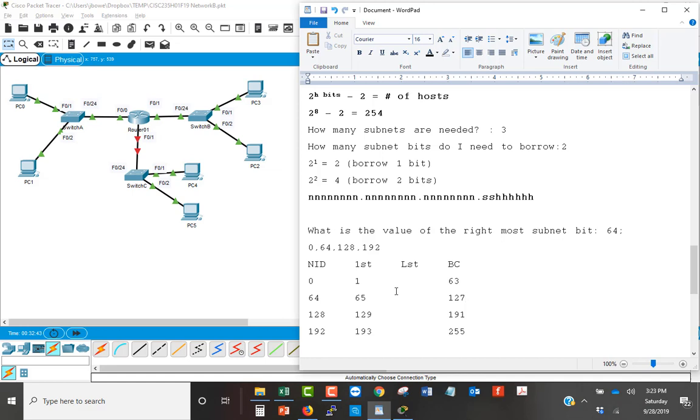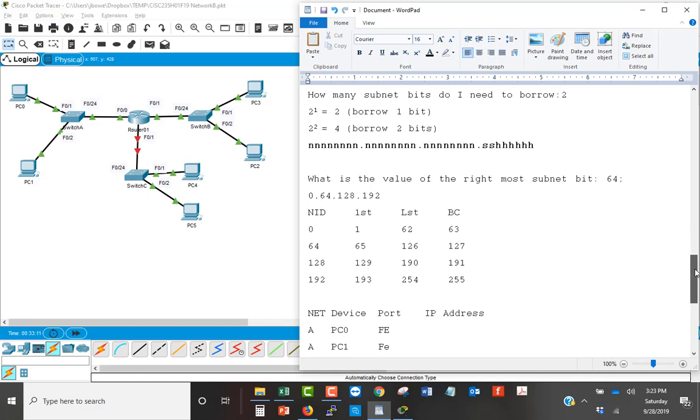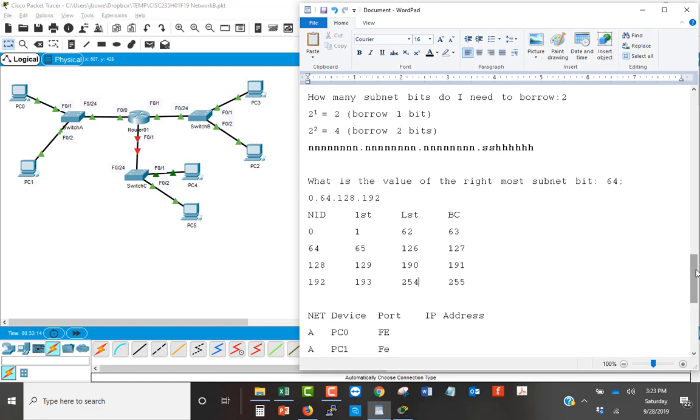Yes. And then we'll put in our last addresses, which will be 62, 126, 190, and 254. Again, we only need 3 of these blocks. We don't need the 4th block, but I put it in there just to show it. Now I need to allocate these address blocks and the addresses to the devices.